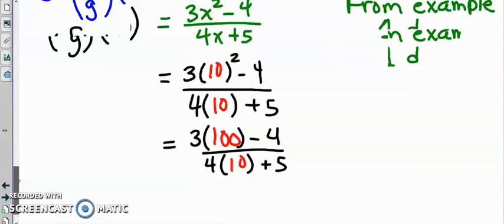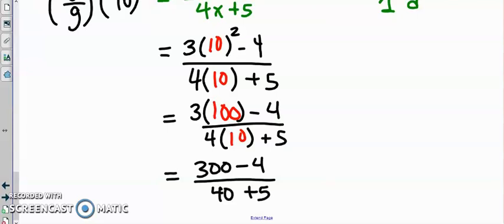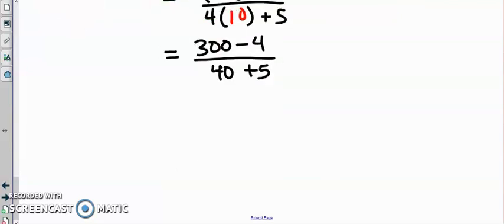All right. So we go ahead and now finish it up. We get 300 minus 4 on top. Because 3 times 100 is 300. 4 times 10 is 40. Plus the 5. All right, so 300 minus 4 is 296. 40 plus 5 is 45. And if we can simplify that down, we simplify it down. If we cannot, we leave it as a fraction. Do not give me a decimal here.